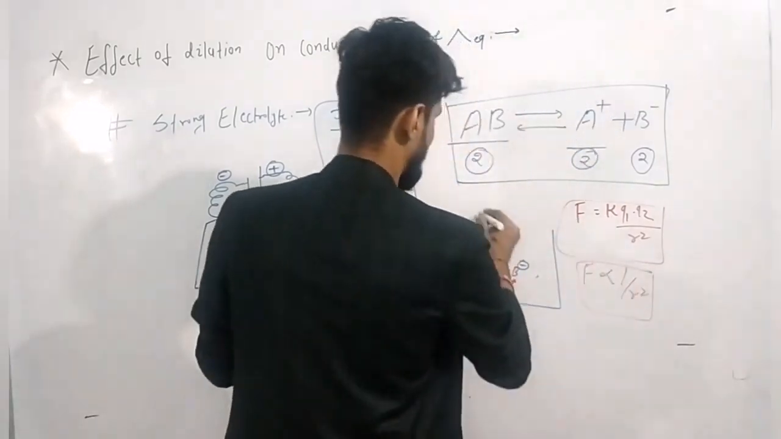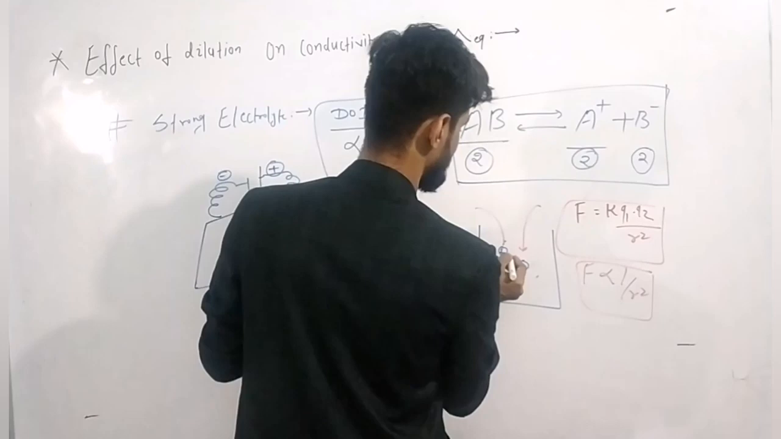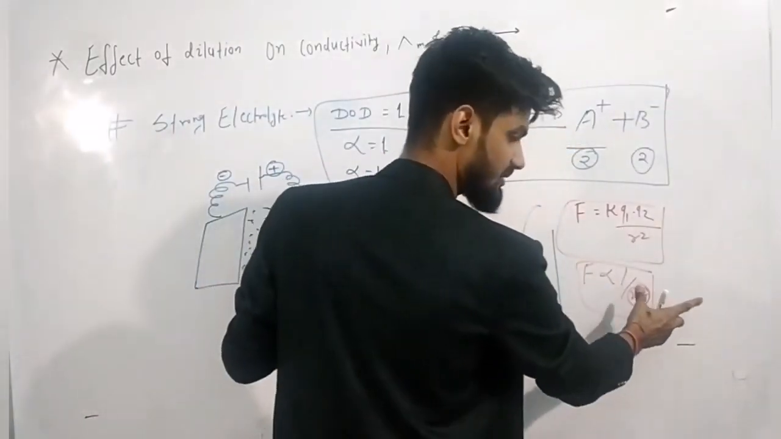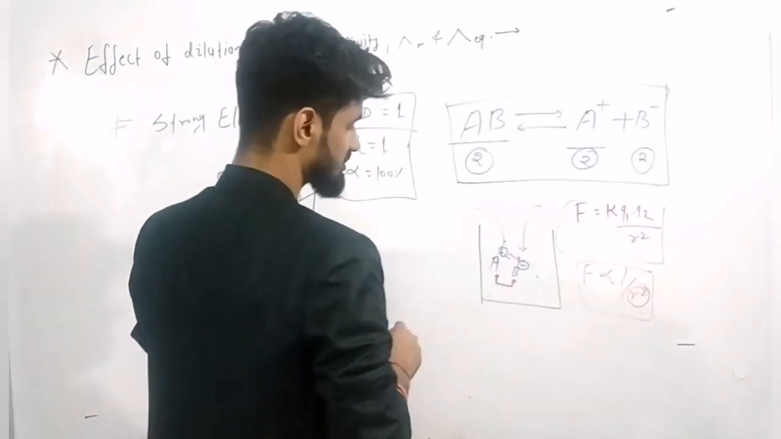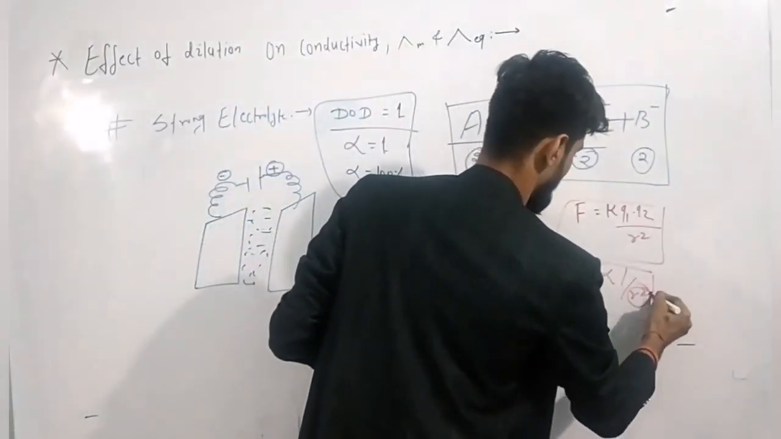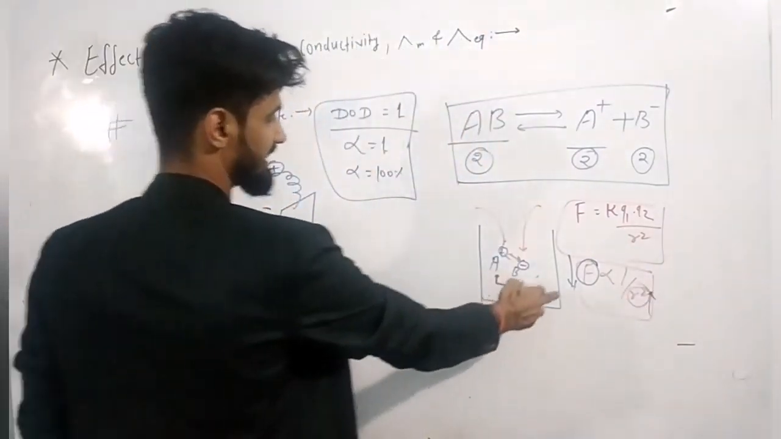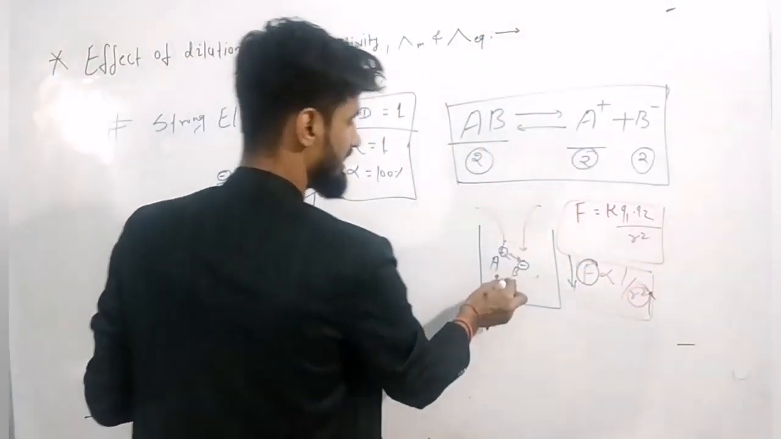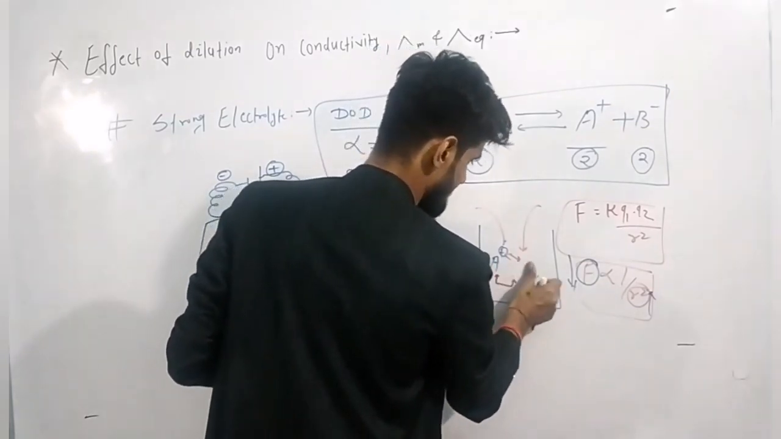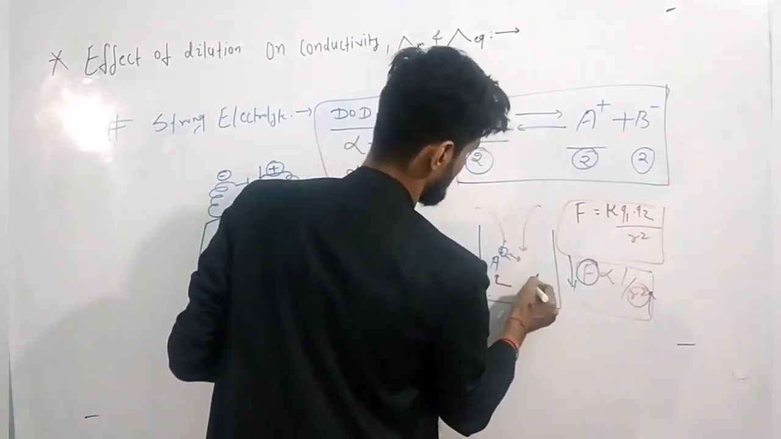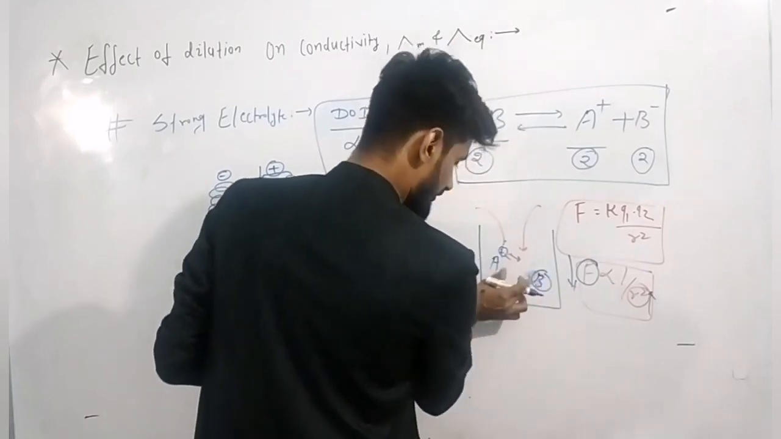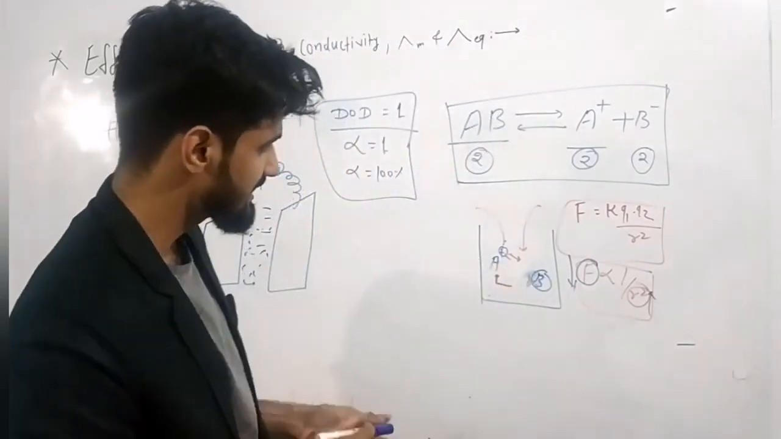If you will dilute the solution, then what will happen? The distance between the ions will get increased. If the distance between ions increases, then R square will get increased, and the force of attraction between the ions will get decreased. If the force of attraction is decreased, then the distance between the ions will increase, and initially the ion was there, now the ion will become here. The magnitude of the force of attraction is going to be decreased.